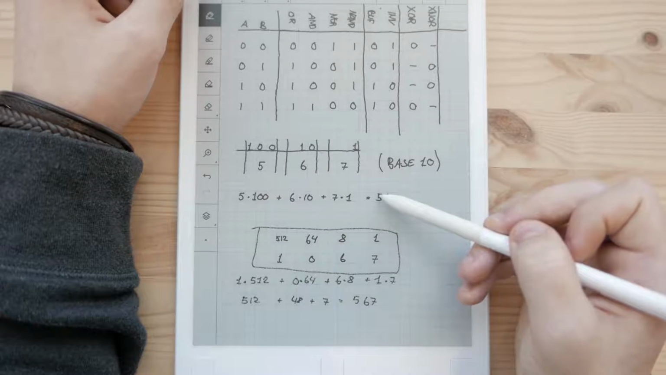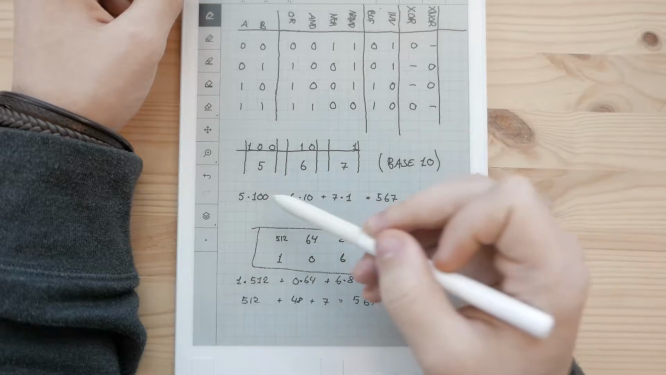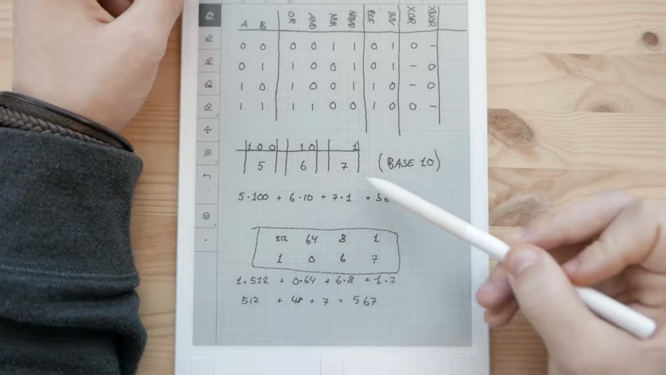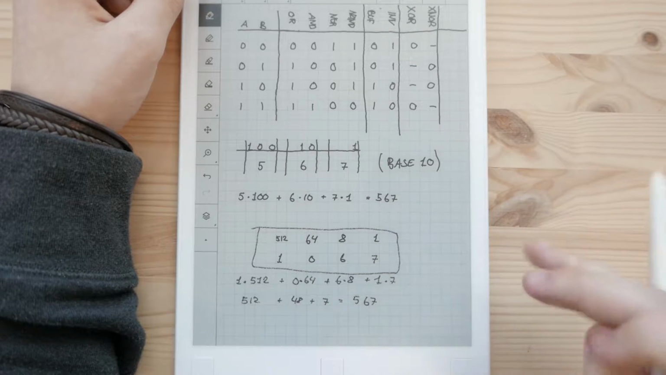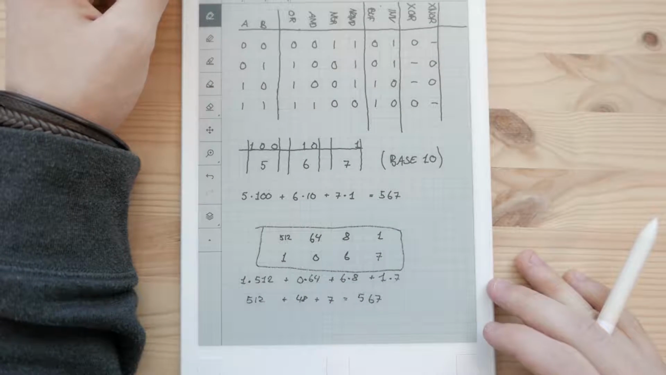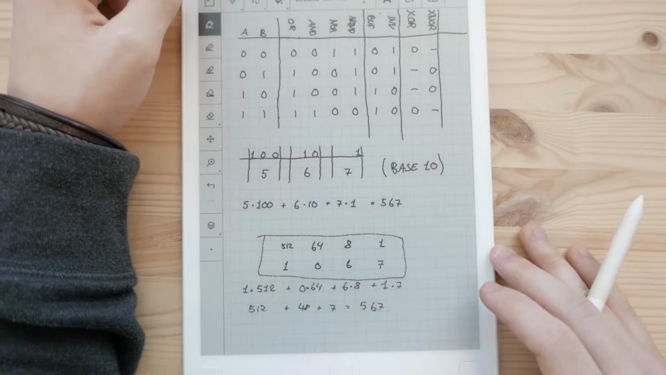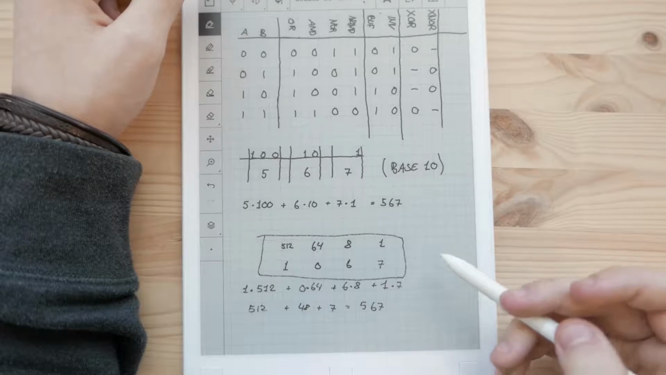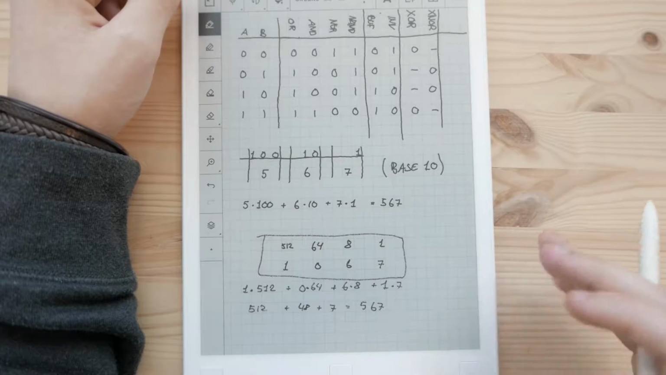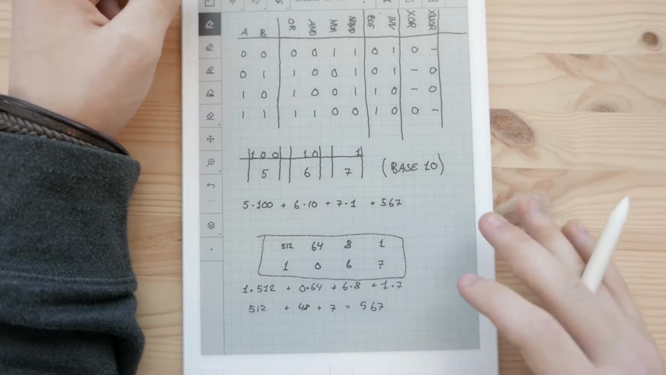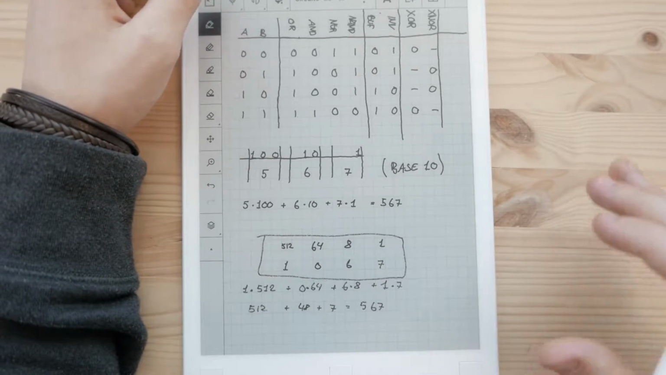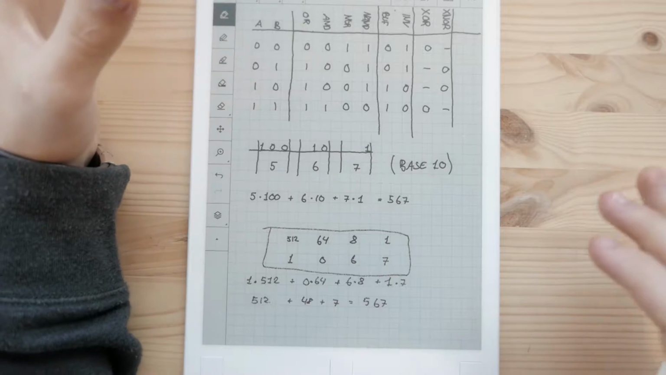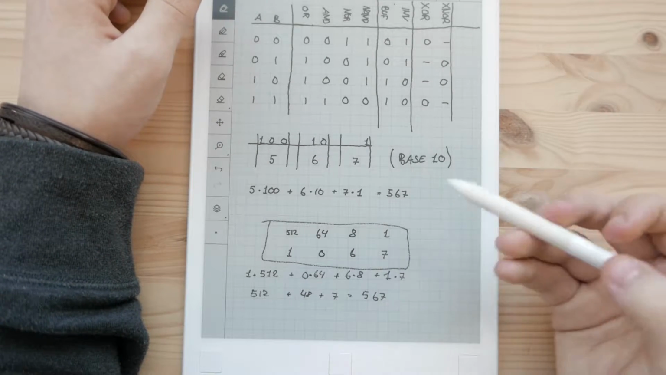And then in the hundreds place we have a 5, so we multiply 5 by 100. And when we add all these up, we get the number 567. But as it turns out, there are other number bases, other number systems. One of them is Octal, which is base 8, as the name implies. Octa means 8 in Greek or Latin or something. I think it's Greek. Pretty sure it's Greek.